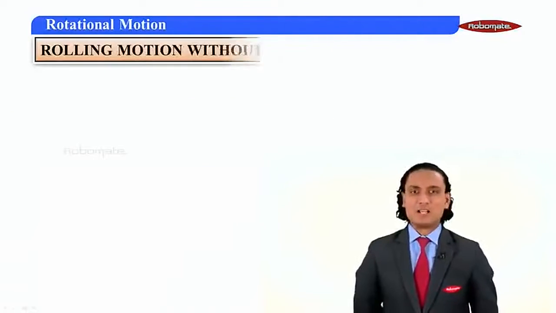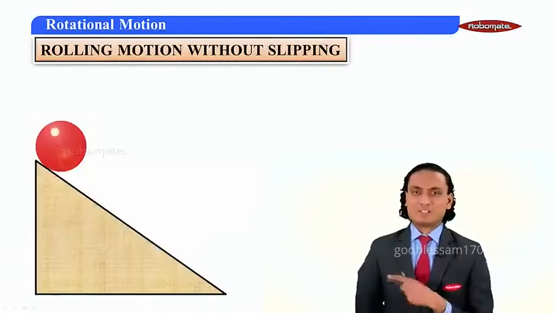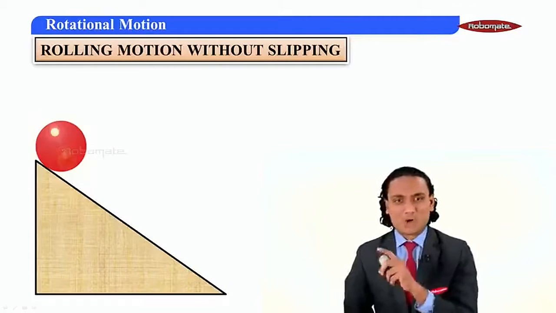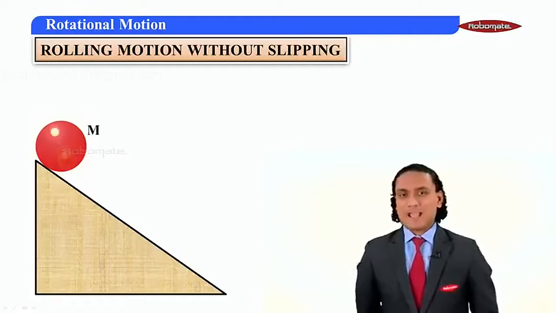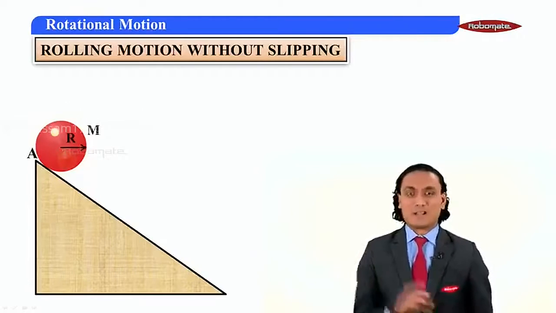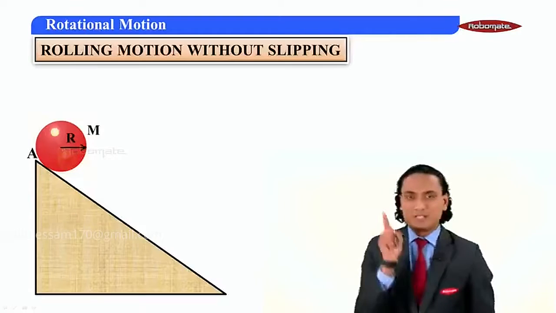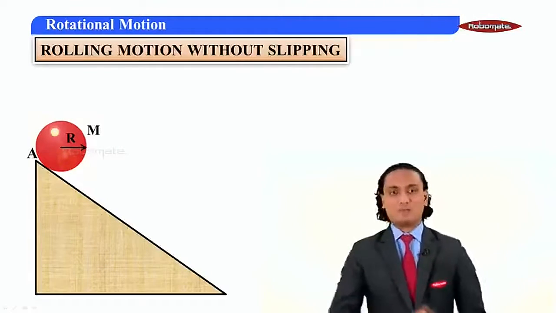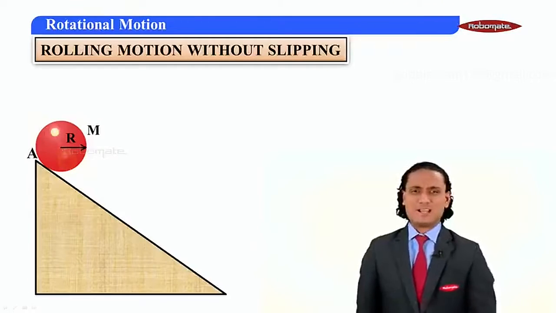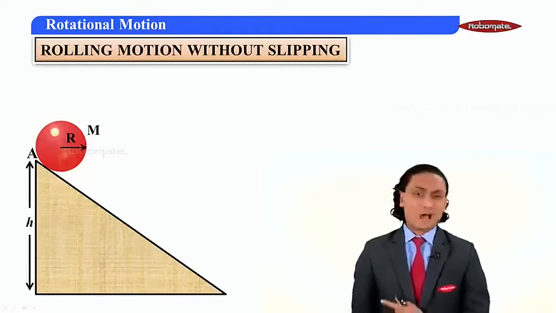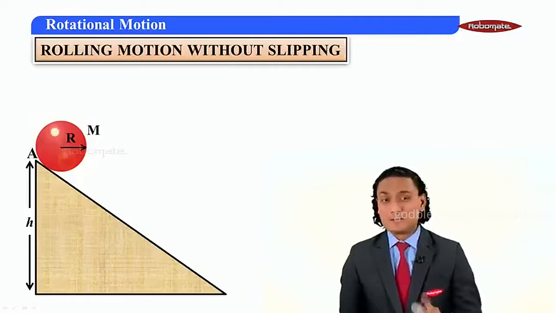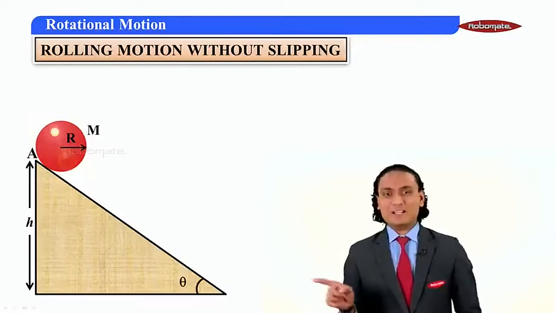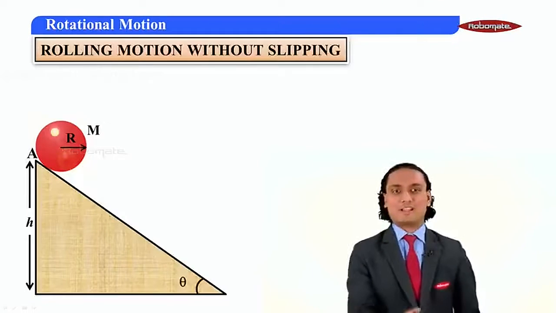Now students, for this module, let me consider the inclined plane and a solid sphere kept at the top of the inclined plane. Let M be the mass of the solid sphere and R the radius of the solid sphere. This solid sphere is at point A, which is at the top of the inclined plane. Let h be the height of the inclined plane, and one important thing, theta. What is this theta? Yes, very good. This theta is called the angle of inclination of the inclined plane.